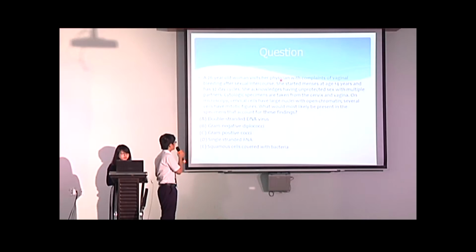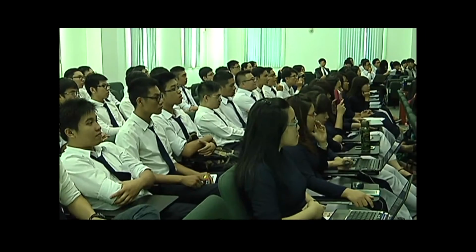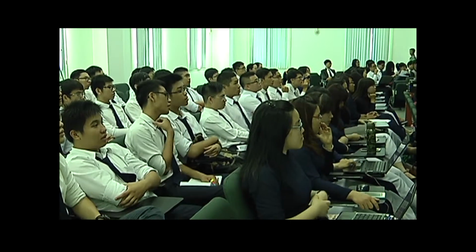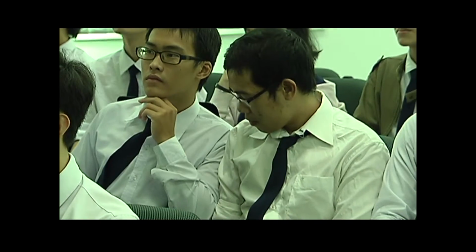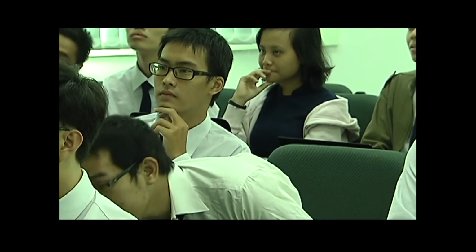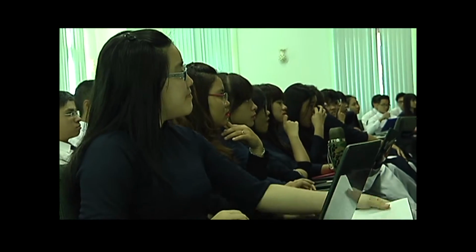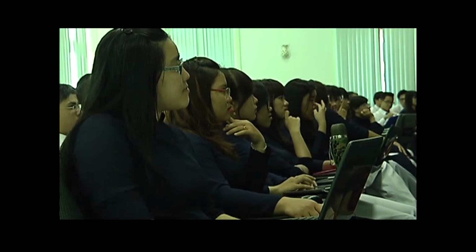First, A, a double-strand DNA virus. B, gram-negative diplococci. C, gram-positive cocci. D, single-strand RNA virus. And E, smaller cells covered with bacteria. Does anyone know the answer and can explain why? Please raise your hand.